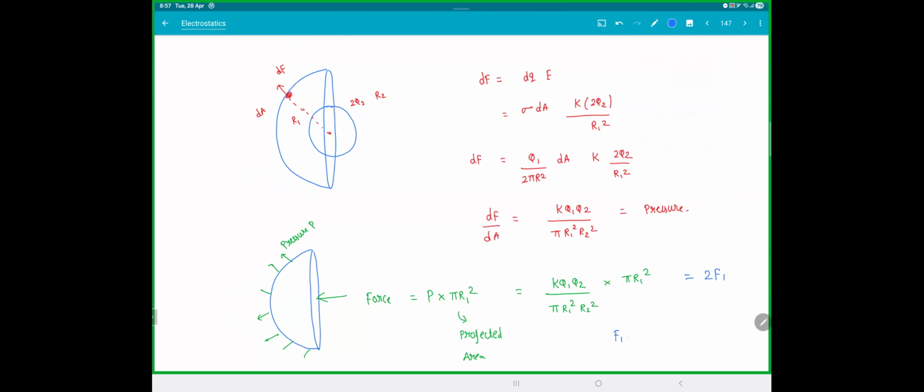So from here we get F1 is equal to K, which is 1 by 4 pi epsilon, and this 2 will come down. So we end up with Q1 Q2 by 8 pi epsilon R2 square. Yeah, that looks right. That's your answer.